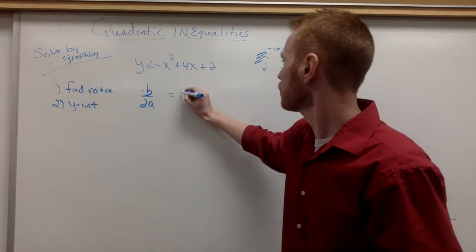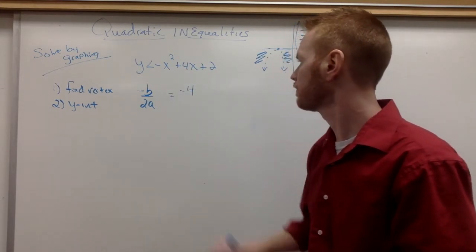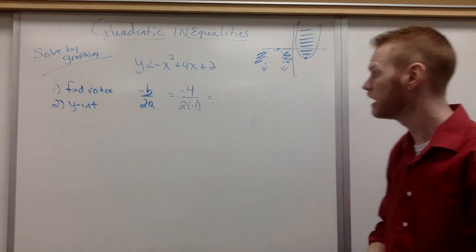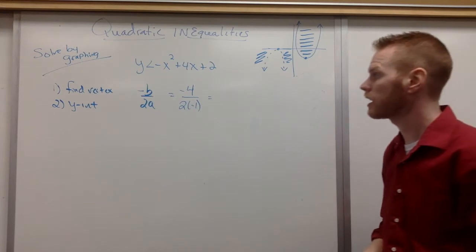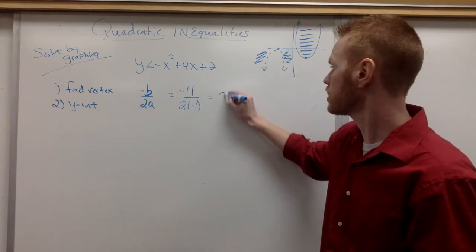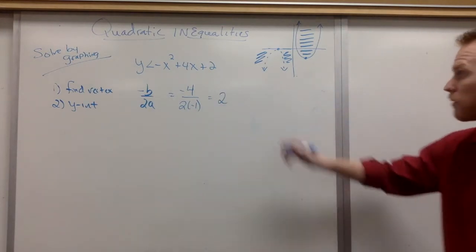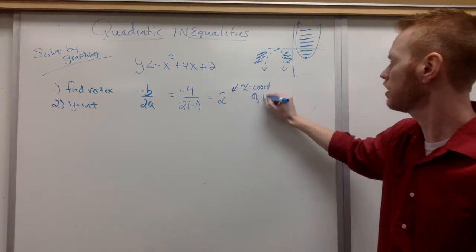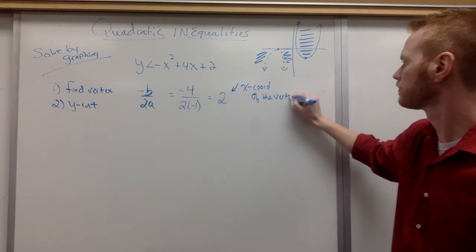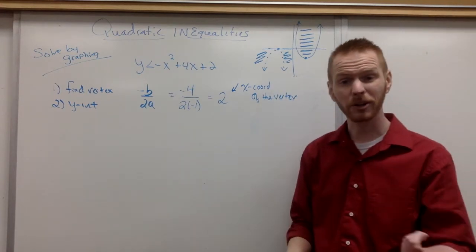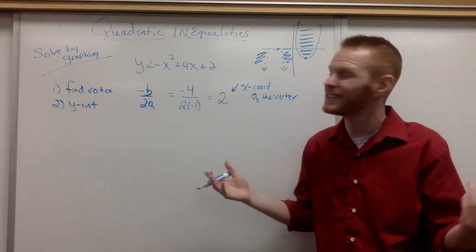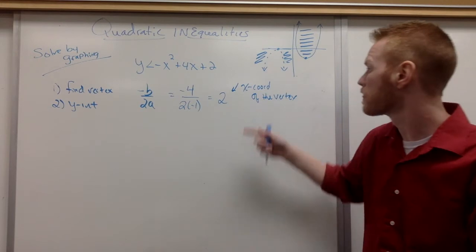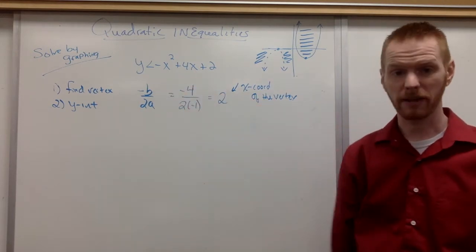My b value here would be 4. So it'll be a negative 4 over 2 times my a value, which is negative 1 for that guy. Multiply those together, I get negative 4 over negative 2, which just gives me a positive 2. Now, remember, this is the x-coordinate of the vertex. I want the y-coordinate too. Can't just have one and not the other. Plug 2 back into here and see what the y value is going to be.